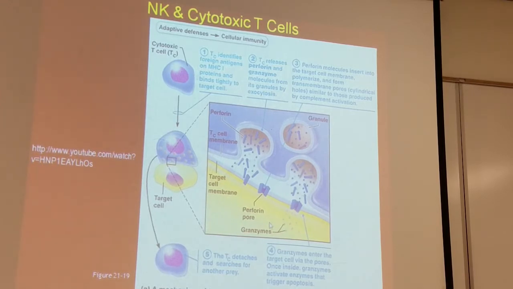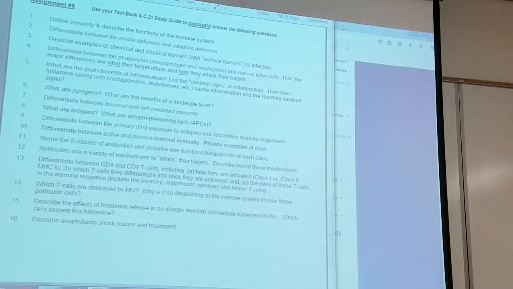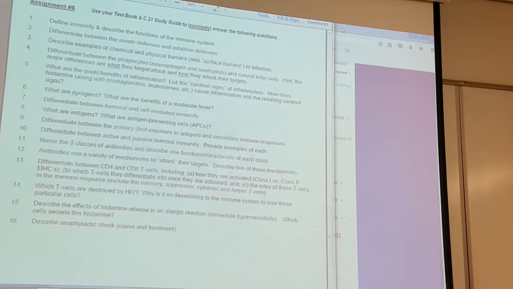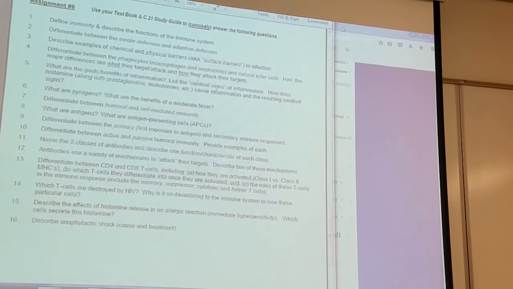Next question. What are the goals, benefits of inflammation? List the cardinal signs of inflammation. How does histamine, along with prostaglandins and leukotrienes, cause inflammation and the resulting cardinal signs?